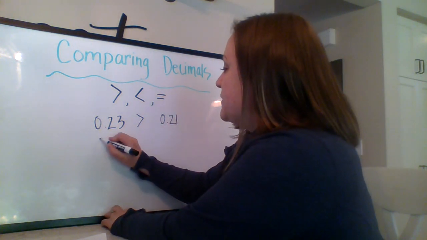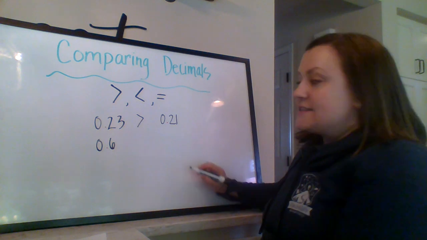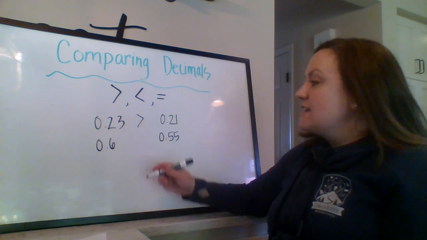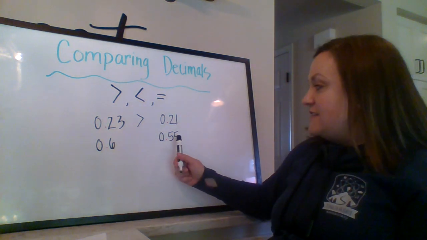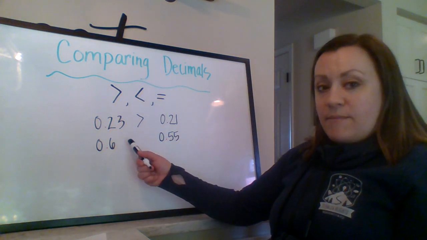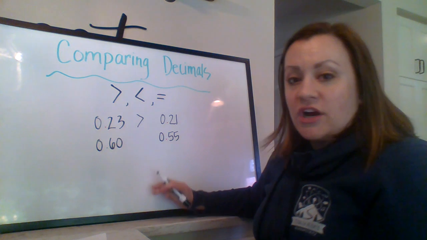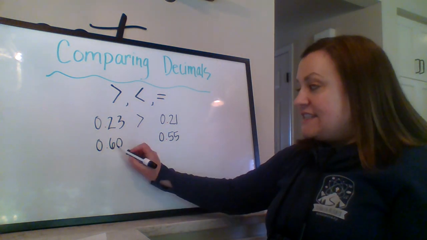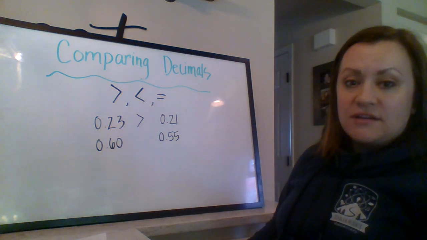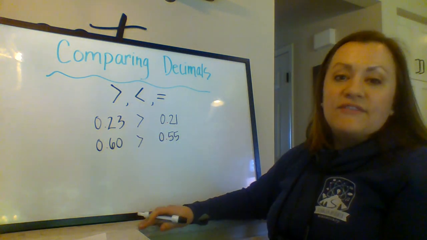Now, what about something like this? 6/10 and 55 hundredths. This is in the tenths. This is in the hundredths. A great thing to do when comparing decimals is to make them the same place value. So I would change my 6/10. If I add a 0 here, I'm not changing its value. I'm just renaming 6/10 as 60 hundredths. So now I can compare 60 hundredths to 55 hundredths. And from here, I should be able to know that 60 hundredths is greater than 55 hundredths.